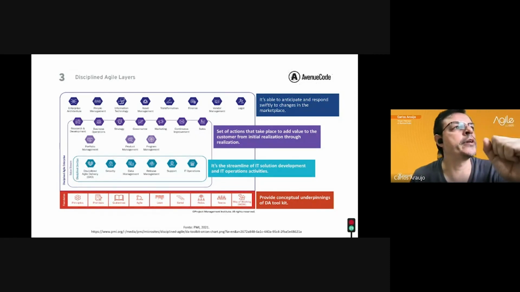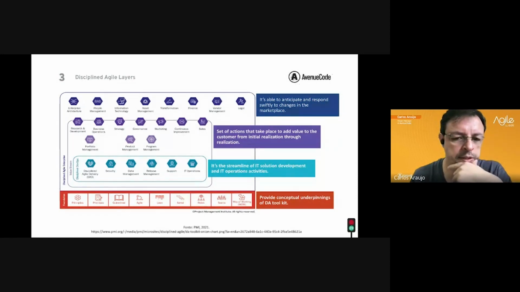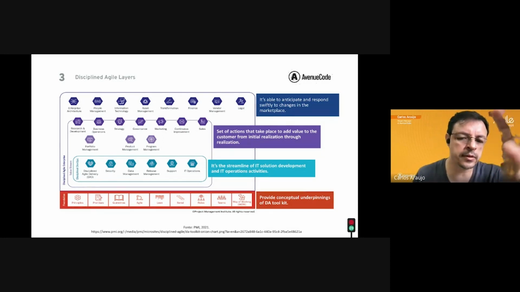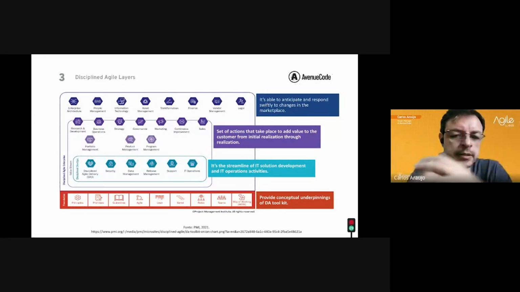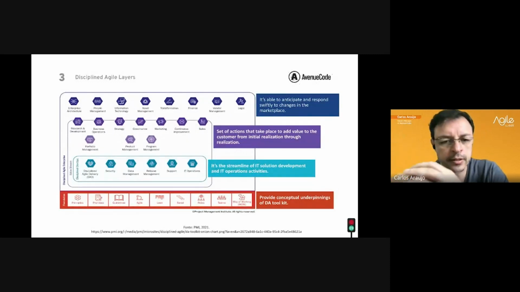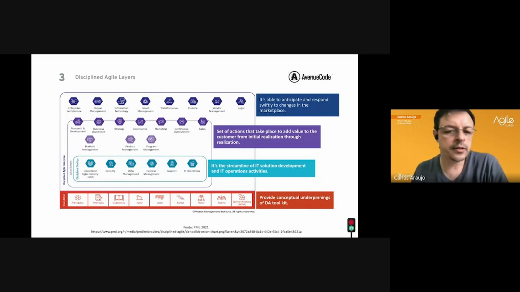It's the development and the operation that we have to maintain that product. In the value stream here, these are the actions we take to add value to the customers, from the initial realization through the realization itself. And also, at last, we have the discipline Agile Enterprise, which is able to anticipate and respond swiftly to changes in the marketplace. It involves other areas of the company, such as IT, asset management, finance, vendor management, whatever.